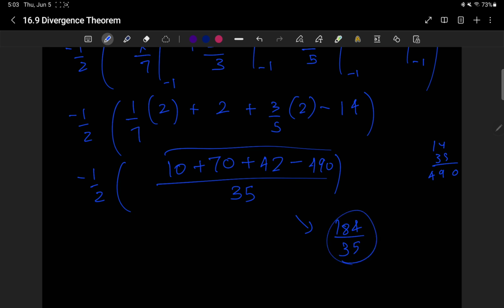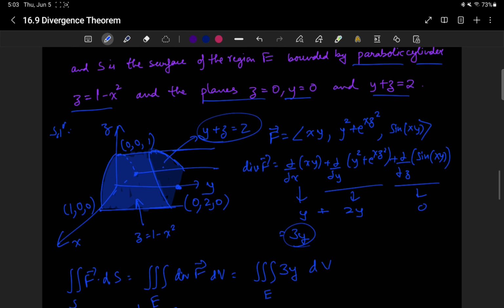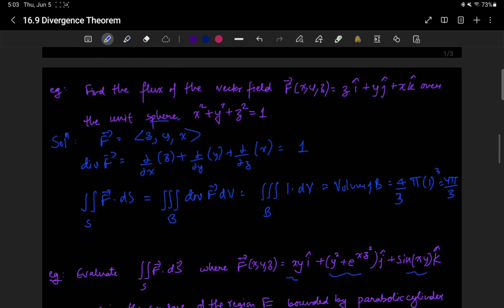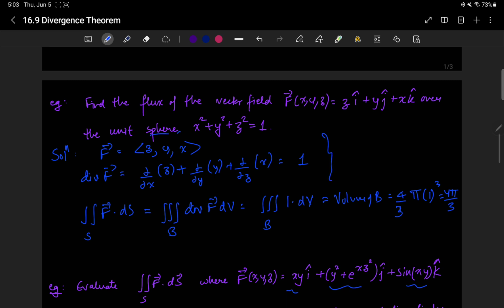So once again, this divergence theorem is a tool which helps you go from a surface integral to a triple integral, which in some cases might be very simple, and you might just end up with a constant 1, which means it's simply the volume of the given region.